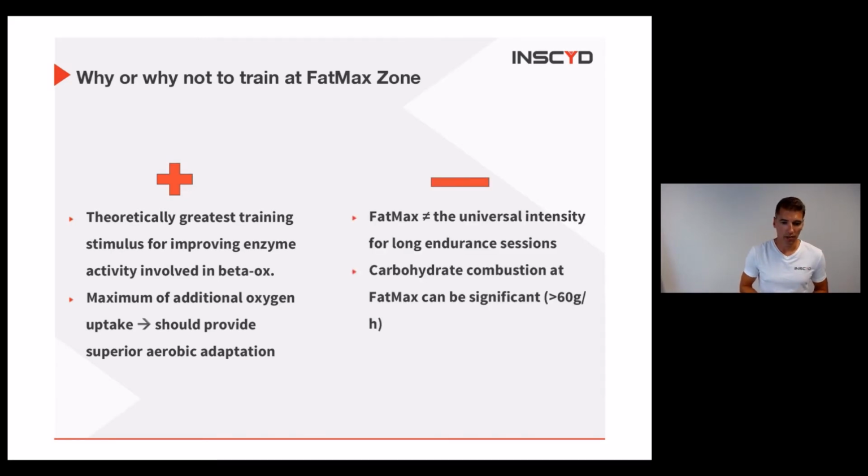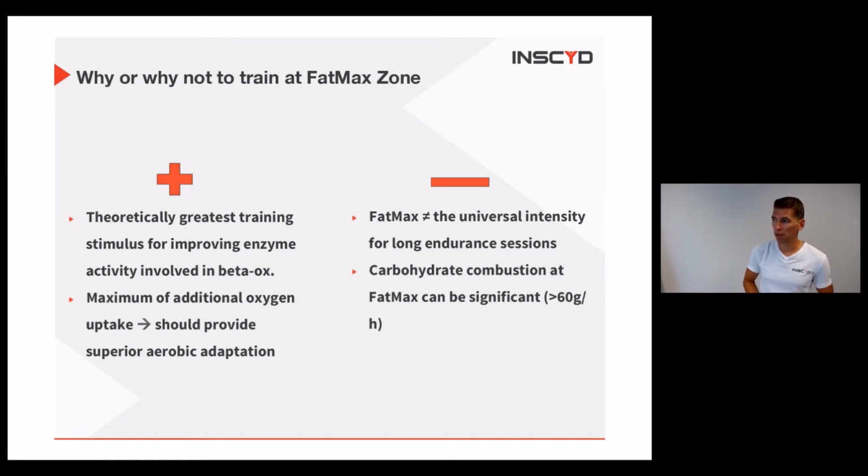Why should you not do that? Or what to take into account when you look at the fat max zone? Make no mistake here, the fat max zone is not the universal intensity for long endurance sessions. It can be in some athletes, but for example, if you look at professional endurance athletes, the fat max zone is at a very high power output, at a very high running speed. If you look at a professional triathlete, marathon runner or cyclist, the fat max zone is way above the intensity that people will be able to sustain for long endurance sessions, especially in cyclists because they train so many hours, right?